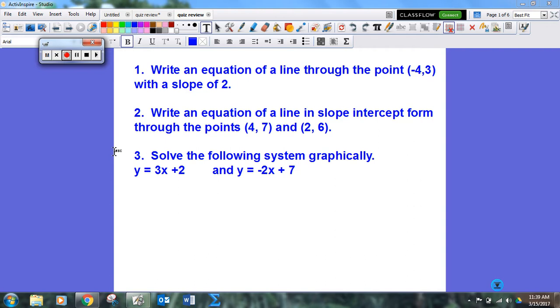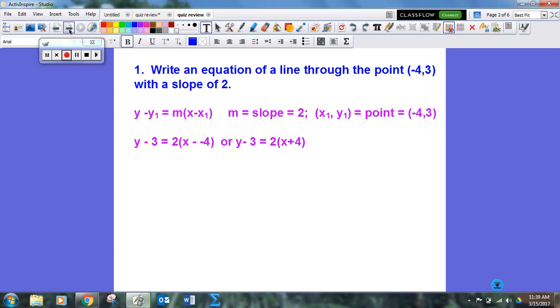I recommend you do these 3 problems and then come back and watch the rest of the video to see the answers. If you have any questions, you may email me, which my email is at the end of the video. So, going through the first question, write an equation of a line through the point -4, 3 with a slope of 2.